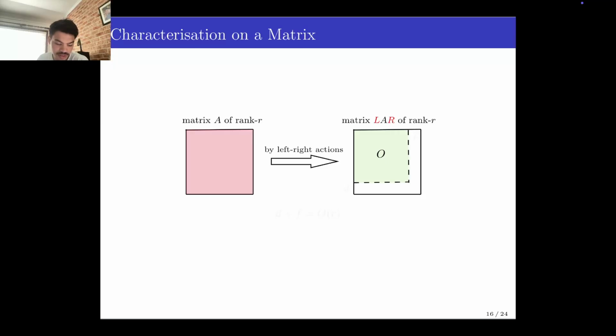So how we do this is say that you have left multiplying and right multiplying matrices L and R and a matrix of rank R. Then say by Gaussian elimination, for example, you could find this large zero block and these margins.